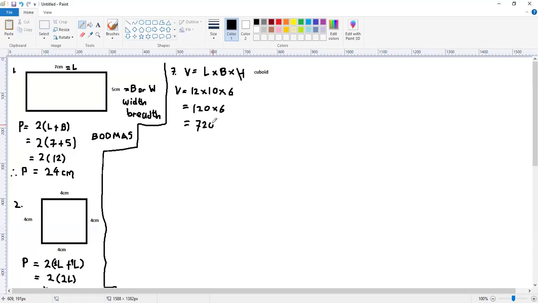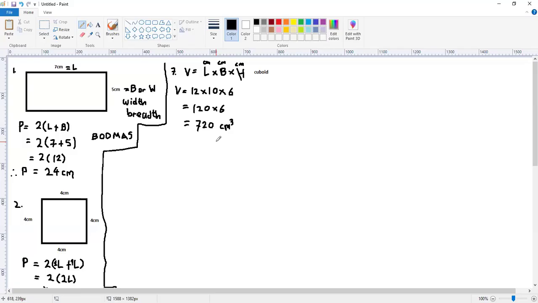720. Now, the formula for volume. Don't forget that each of these is cm, cm, and cm. So when you multiply something by itself in 3 places, that's going to be that thing cubed. Am I right? And that's the answer for that question. That's the formula for a cuboid.